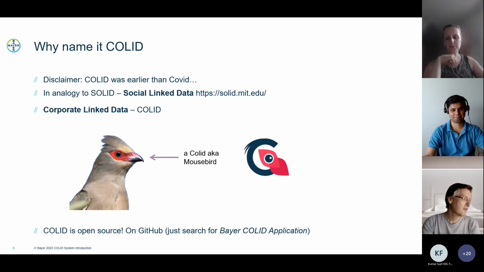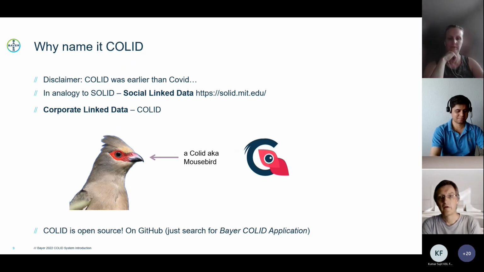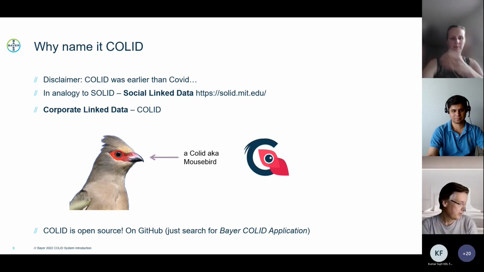The last thing I wanted to talk about in theory here is Collit is open source. So already about 2 years ago, we published Collit on GitHub. You just need to search for Bayer Collit application. So you find our GitHub, and you also find an article probably about Collit in Spectroscopy Europe. So that's just for your information. I would recommend to look at it.